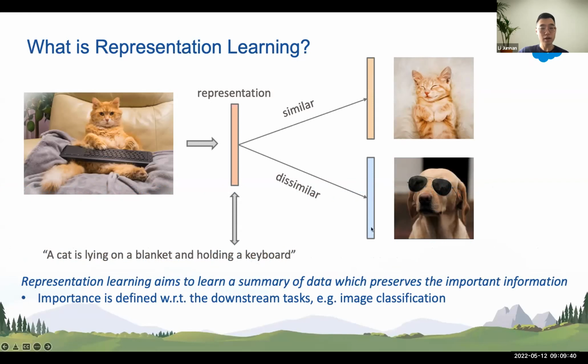So let's say we also have some data from a different modality, for example, text here: a cat is lying on a blanket and holding a keyboard. We also want the representation of the image to be similar to this textual description. So if we put it in one sentence, representation learning aims to learn a summary of data, which preserves the important information. And this importance is defined with respect to the downstream task. For example, here, for image classification tasks, we only care about the class information.